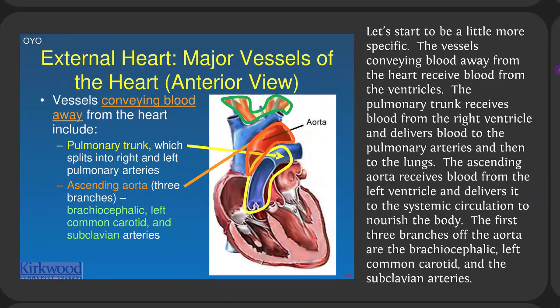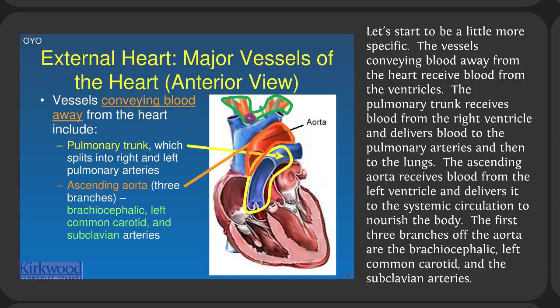Let's start to be a little bit more specific. The vessels conveying blood away from the heart receive blood from the ventricles. So the ventricles pump blood out of the heart. The pulmonary trunk receives blood from the right ventricle and delivers blood to the pulmonary arteries and then to the lungs. The ascending aorta, shown here in orange, receives blood from the left ventricle and delivers it to the systemic circulation to nourish the body.